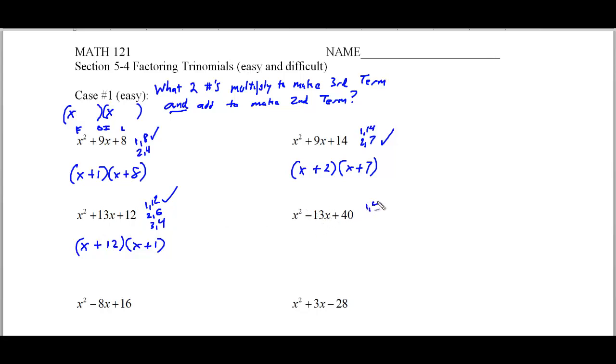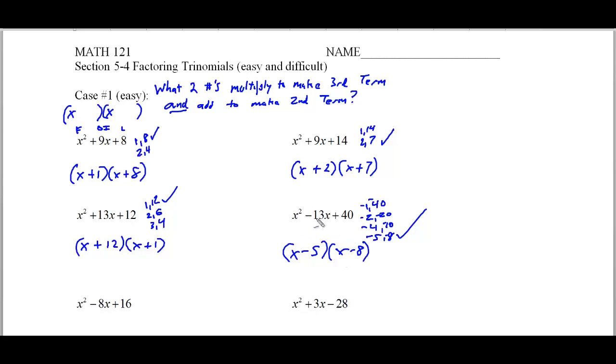1 and 40, 2 and 20, 3 doesn't work, 4 and 10, and then 5 and 8, and then 6 doesn't work, 7 doesn't work, and as soon as you go to 8 and 5, you'll notice we'll be backing up the chart again, so we're done listing all the factors. So you'll notice that this is a minus. So you have to consider both of these being negative because negative times negative is positive. So when the middle number is negative and the last number is positive, you have to think of a double negative to make a positive, and then one of these pairs makes negative 13, and that would be the last one. So this is going to be x minus 5, x minus 8.